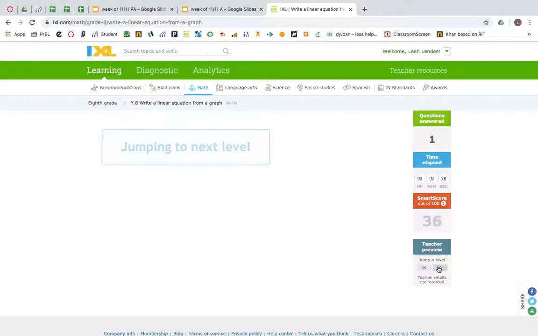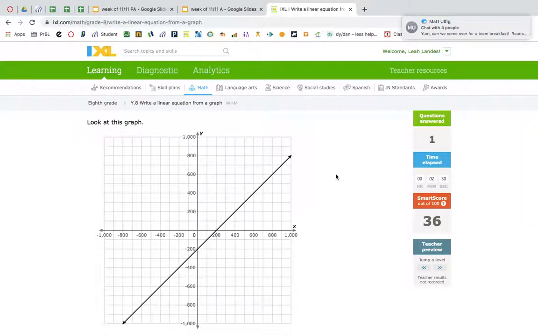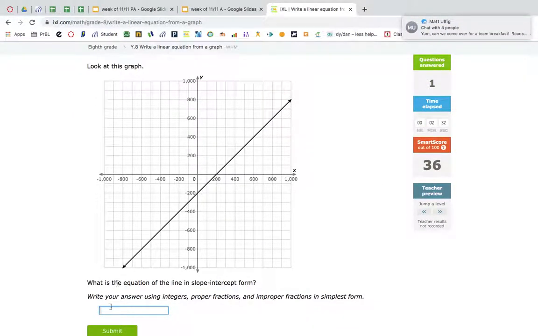I'm going to jump up a level, give you some harder examples. Okay, here we go. We are still using y equals mx plus b. Again, I'm filling in a number for m for the slope and a number for b for the y-intercept. I'm doing my slope first. It is increasing from left to right, so I know the number is going to be positive.